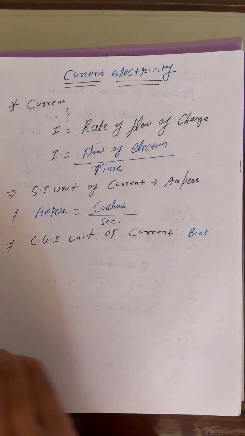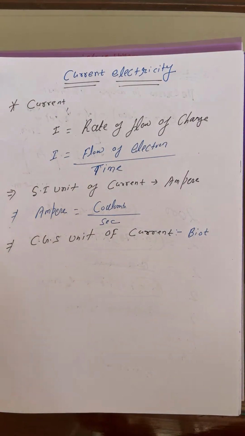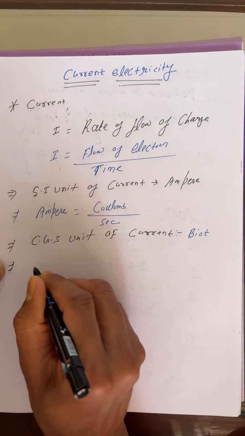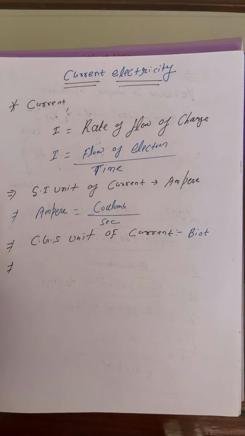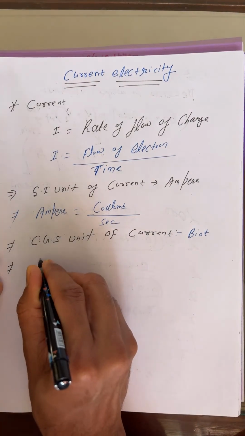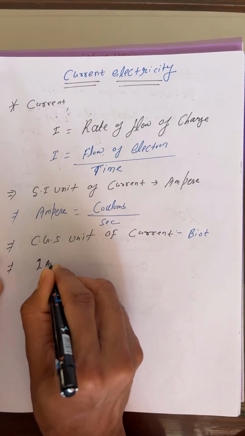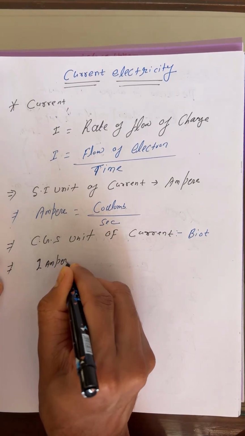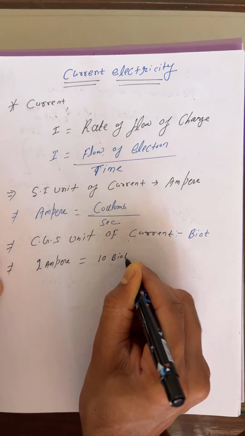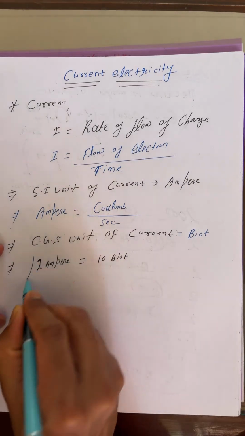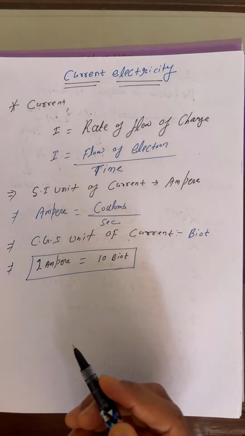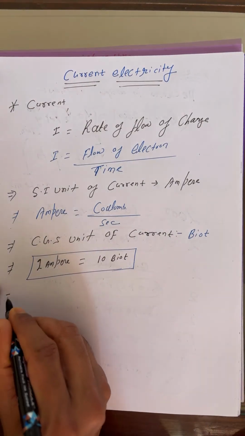Okay, fine. Now students, you can also write here: 1 ampere is equal to one-tenth biot. Students, 1 ampere is equal to one-tenth biot. Now, students, the main point here.